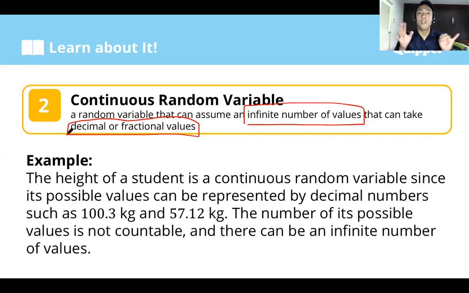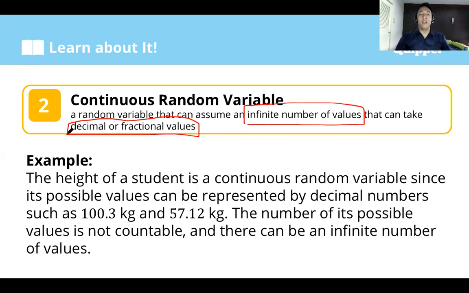Okay? Using your fingers or something, in exact number. The continuous one includes decimals and fractions. Decimals and fractions. So, 20.02, 1 and 1 over 2, mga ganyan. So, those are continuous random variables.